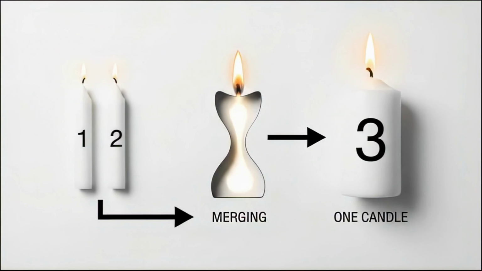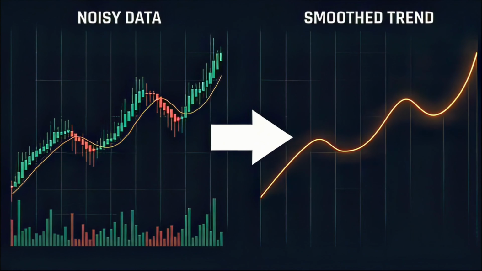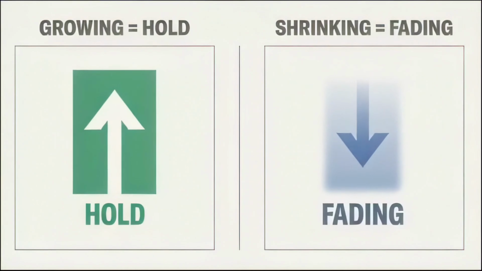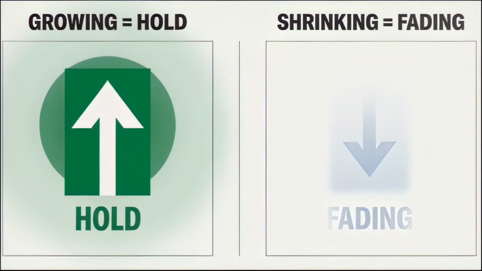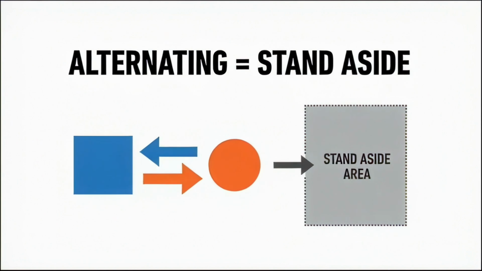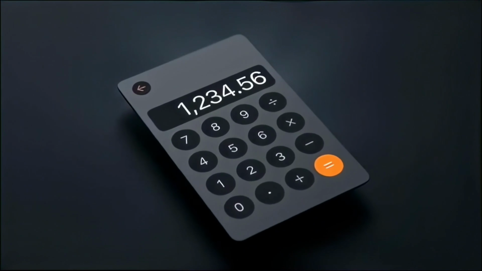So here it is. Heikin Ashi averages each candle with the one before it, which strips out the noise that scares you out of good trends. Long one-color runs with growing bodies mean hold. Shrinking bodies mean the push is fading. Alternating small bodies mean stand aside. And every price on the chart is calculated, so you read the trend here and you place your orders on real candles. What could that be worth?